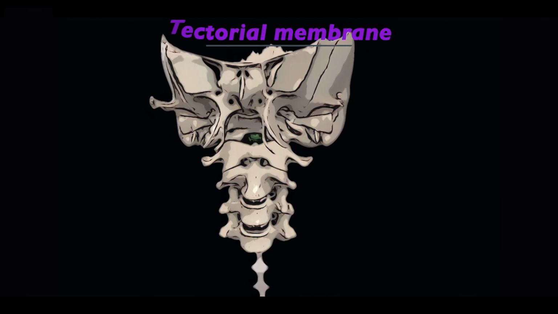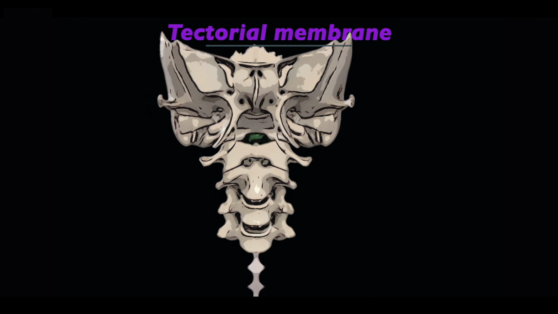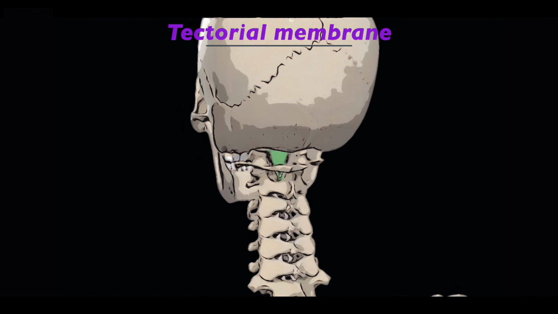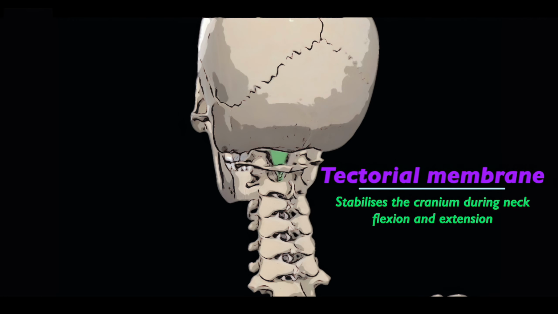The tectorial membrane is a strong fibrous band that extends from the basilar part of the occipital bone to the posterior surface of the bodies of the second and third cervical vertebrae. The tectorial membrane stabilizes the cranium during flexion and extension of the neck. It also reduces any posterior movement of the dens.